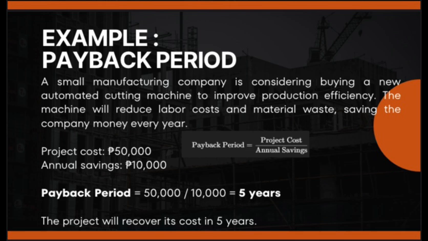So the formula of payback period is: payback period equals project cost over annual savings. The project cost is 50,000 and the annual savings is 10,000. So 50,000 divided by 10,000 is equal to 5. It means the project will recover its cost in 5 years.